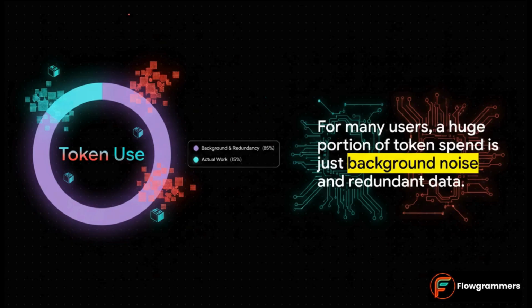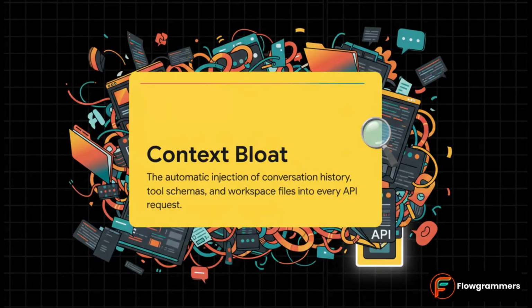It's kind of like paying a full-time salary to an employee who spends most of the day just rereading their own contract. It's crazy. So the number one culprit here has a name: context bloat. By default, OpenClaw is designed to automatically stuff massive files, your entire chat history, and the technical blueprints for every single tool into every single API call. It is just a recipe for a massive, unnecessary bill.